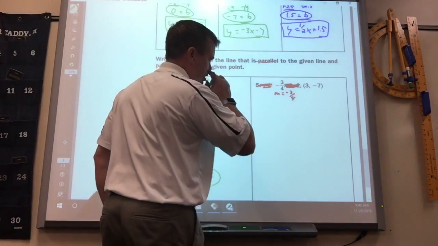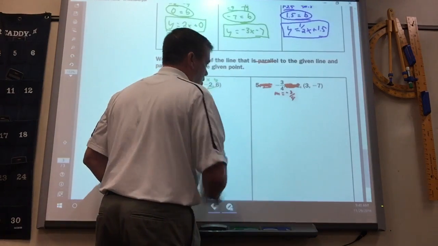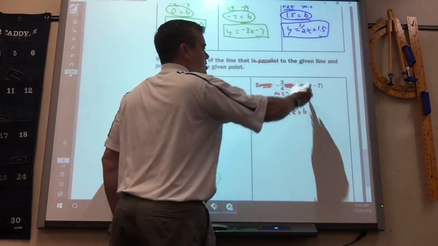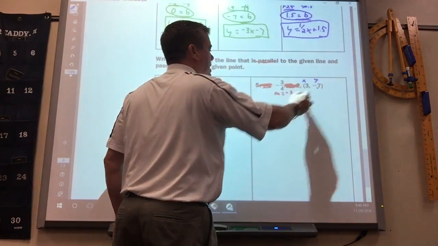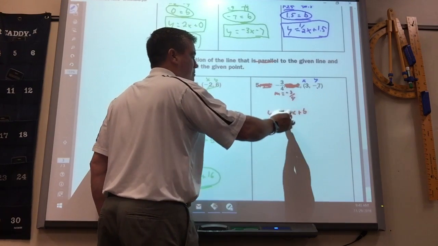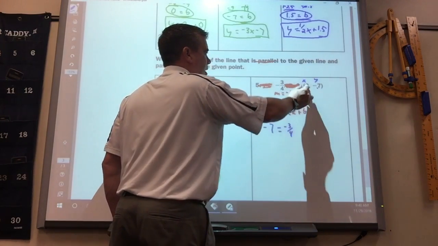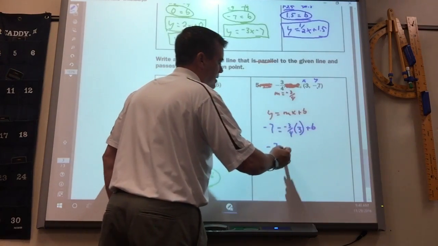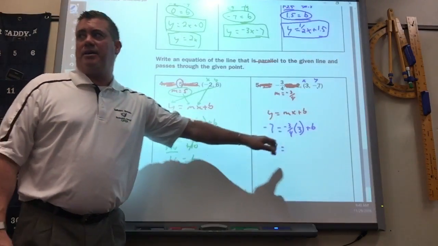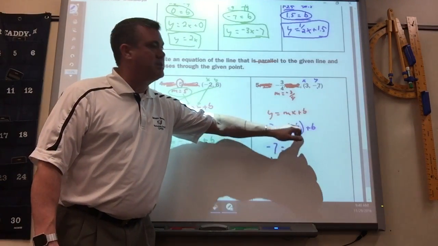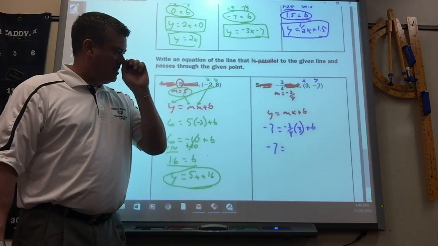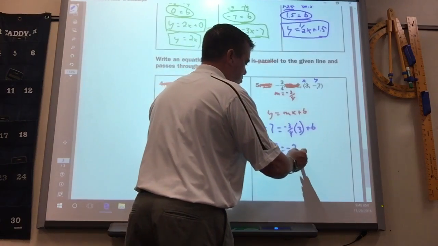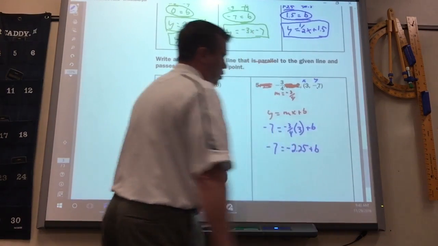This one will be another fraction. So that's x, that's y. So put negative 7 in for y, negative 3/4 for m. X is 3 plus b. So again, you can just do this on your calculator. Negative 3 divided by 4 times 3. That's going to give you negative 9 divided by 4 is 2.25, or 2 1/4.